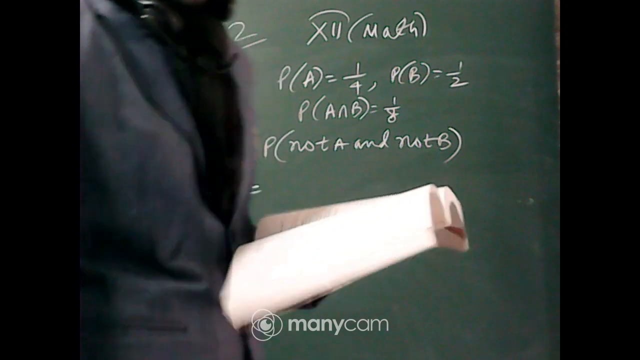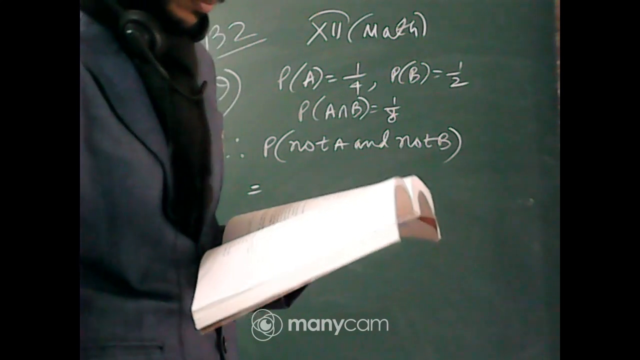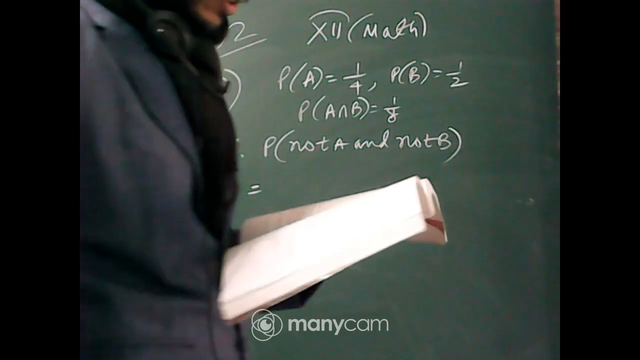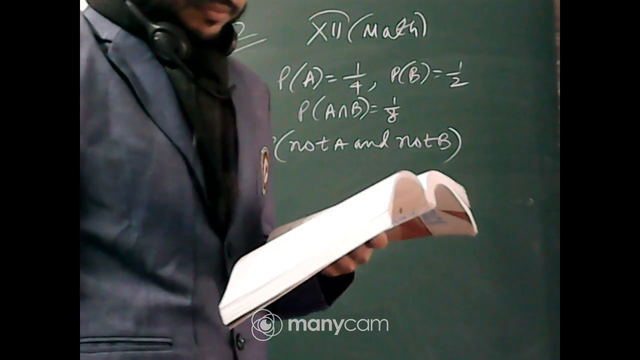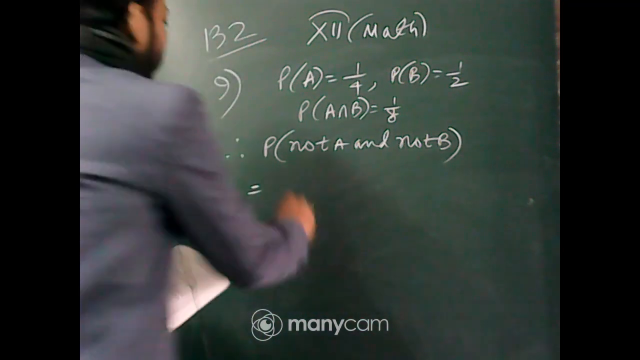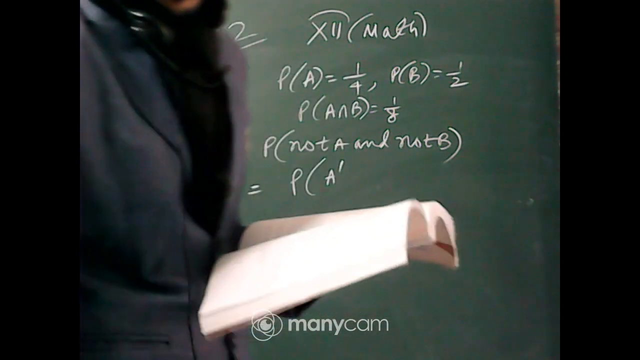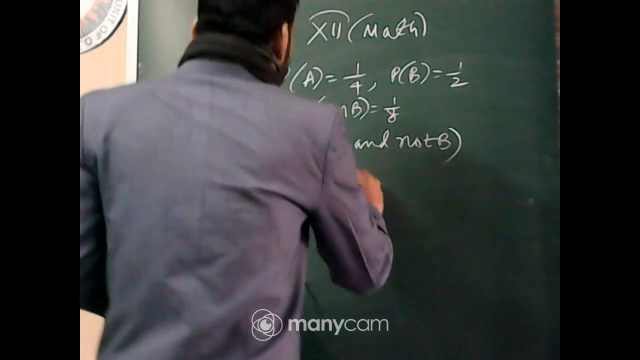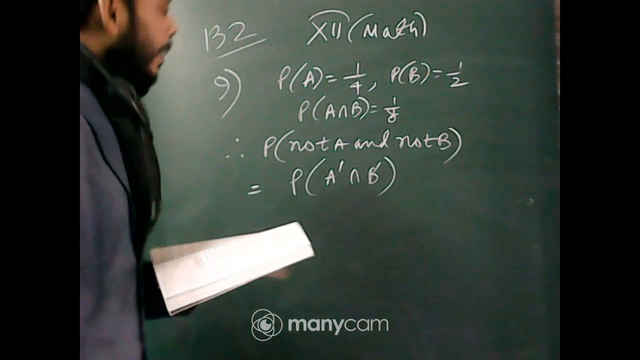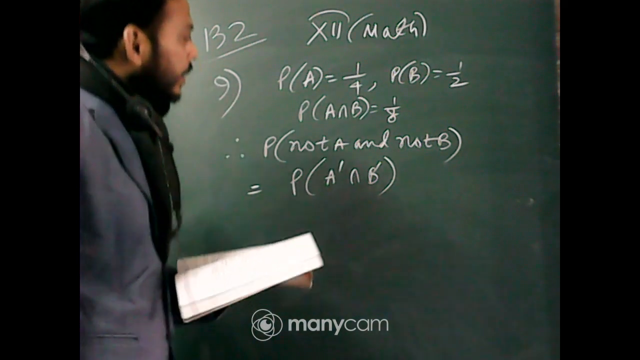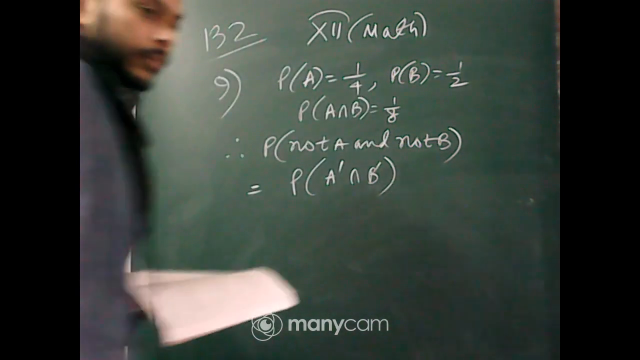Not A and not B means, what does it mean? Akash, Shubhajit, what does it mean? Not A and not B means P of A complement intersection B complement, isn't it? Not A and not B will occur simultaneously. That means A complement intersection B complement, isn't it?